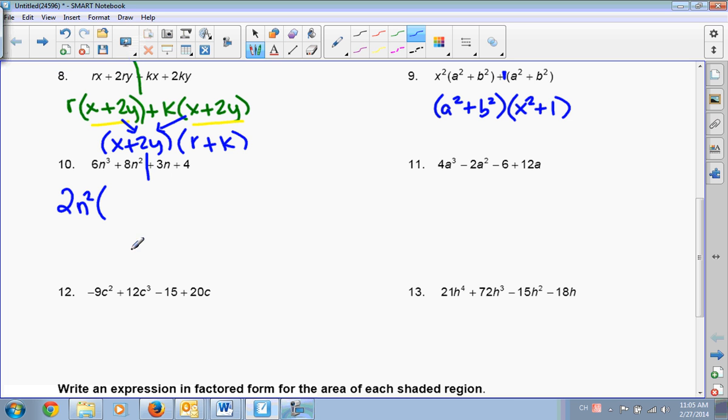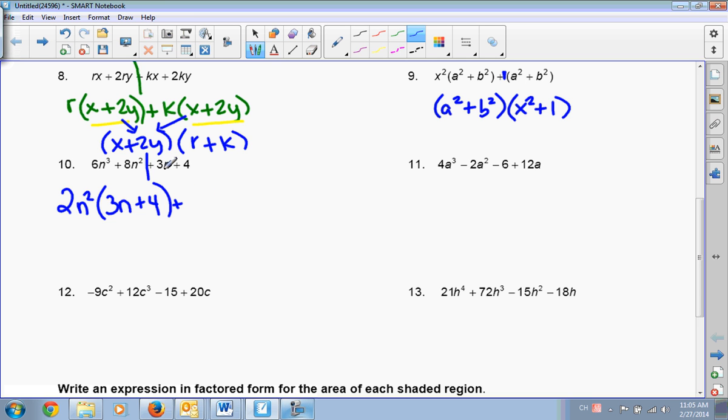Okay, so now what's left over? 6 divided by 2, 3. N cubed divided by n squared, n. Plus 8 divided by 2, 4. And then n squared divided by n squared, we don't have any more n's. Okay, that's the front. Now the back.